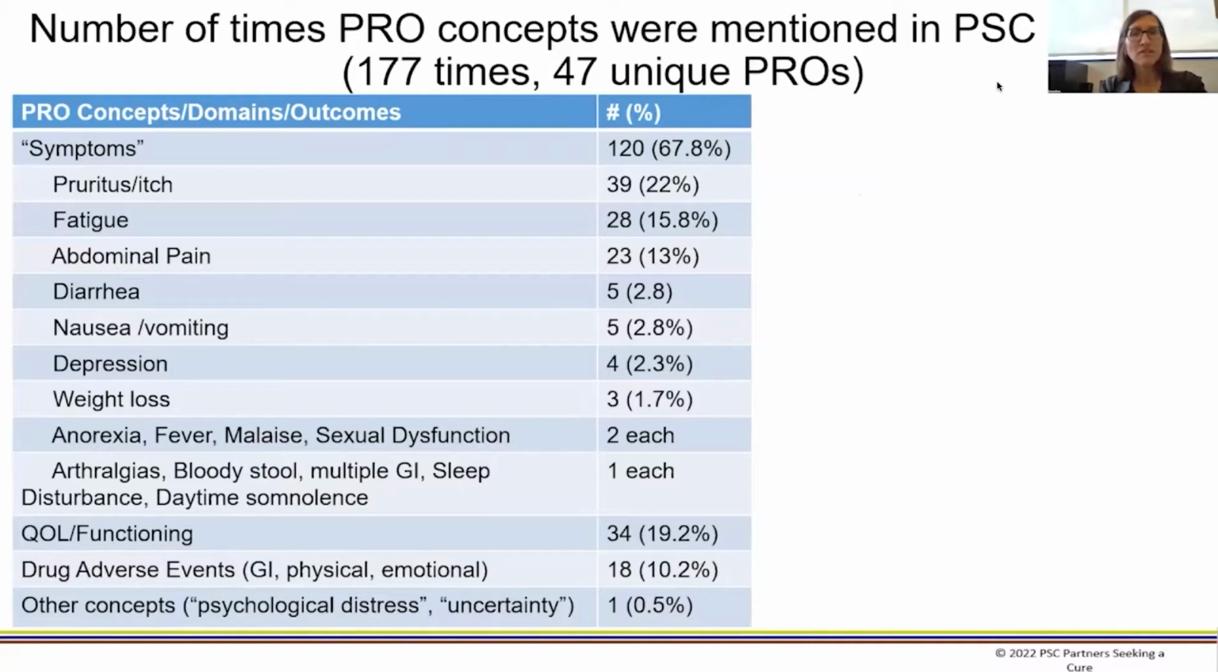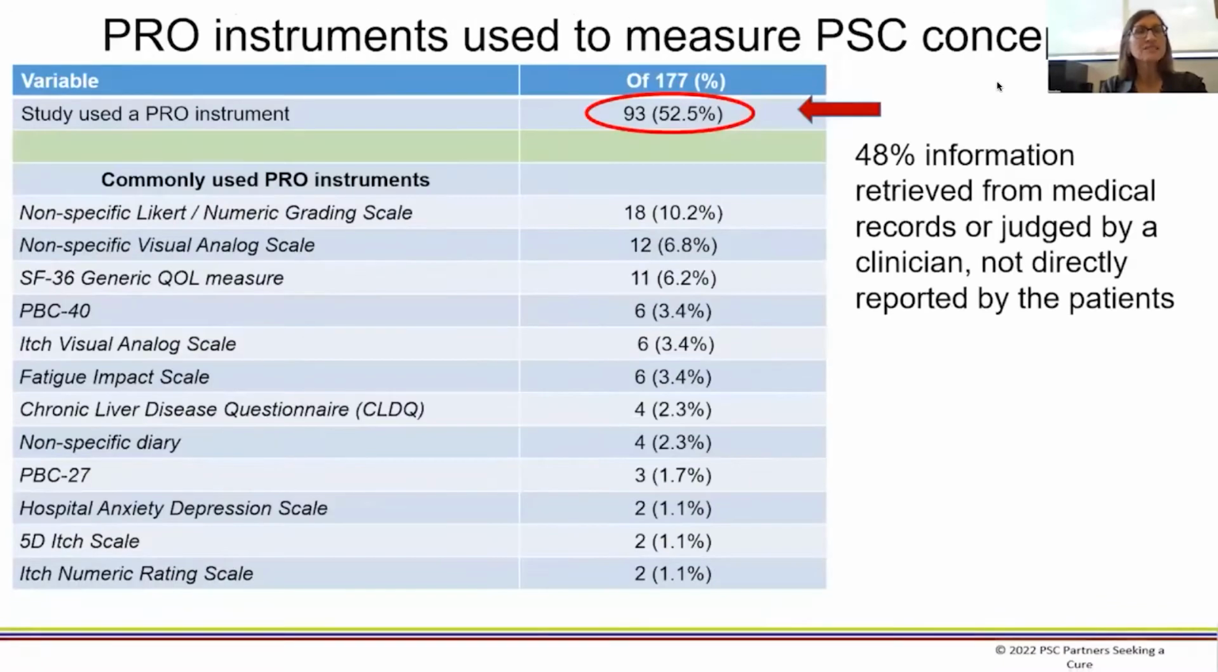Symptoms was by far the most frequently cited concept in the study design and in the results. And then there were also several studies that looked at pruritus, fatigue, and abdominal pain, and then you could see below there were studies that looked at quality of life and functioning. So then the question was, all right, we have all of these concepts that are being evaluated in the PSC literature. How are they measuring these patient reportable concepts?